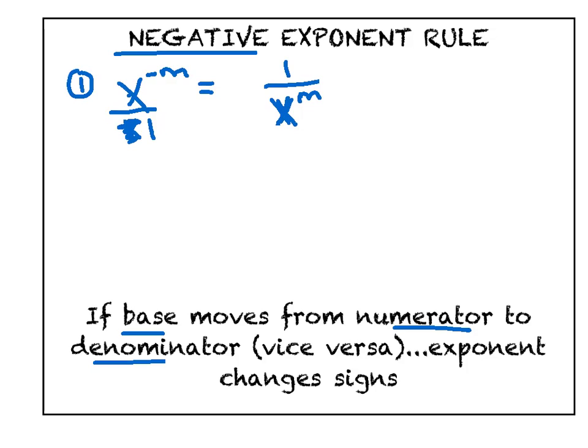The second illustration I want to use is, what if I started with 1 over x to the negative m? You'll notice right now x is in the denominator. If I simply move him to the numerator, now the exponent changes signs and becomes positive. That is, of course, over 1. We don't have to say over 1, but it is maybe convenient to illustrate here.